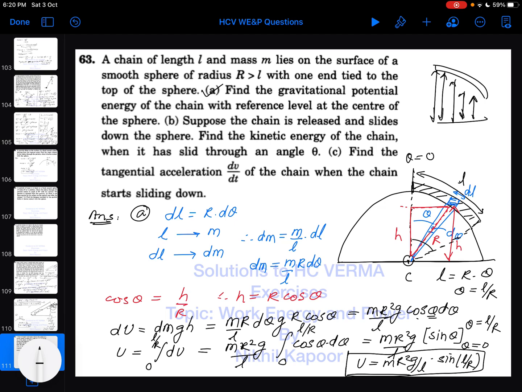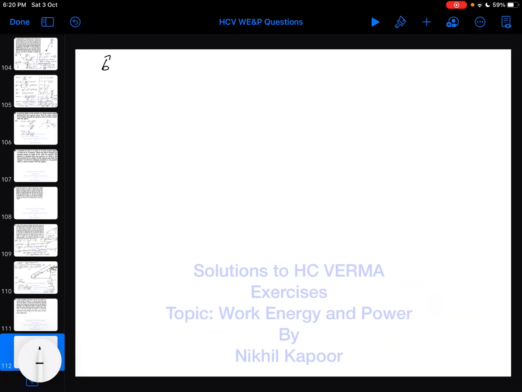Now let's solve the B part of this question. So what is said in the B part? Suppose the chain is released and slides down the sphere. Now the chain is released and it slides down, so its potential energy gets converted into kinetic energy. We have to find the kinetic energy of the chain when the chain has slid through an angle theta.